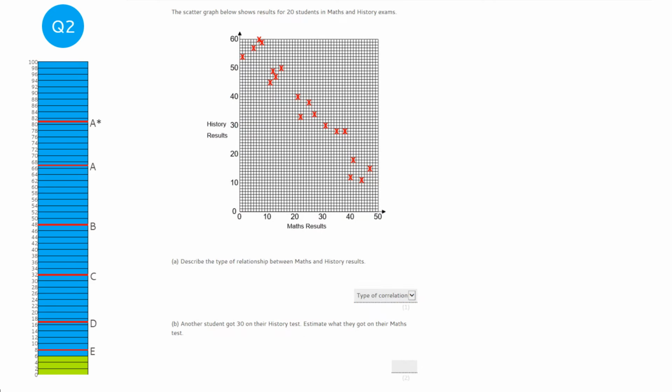Okay, so if you want to pause the video now and have a go, otherwise let's get started. So a nice scatter graph question. If I try and zoom in, that would help.